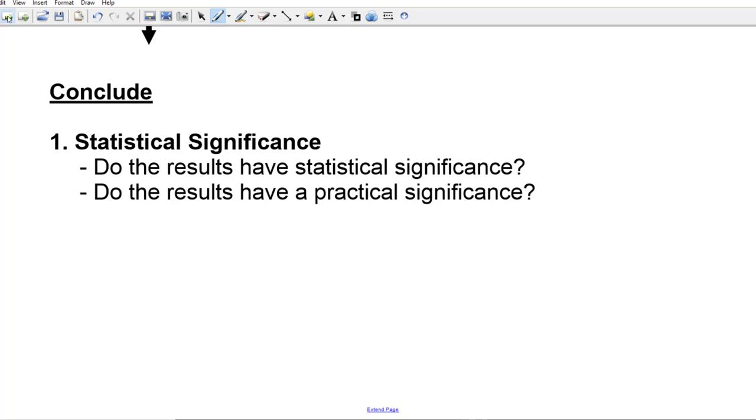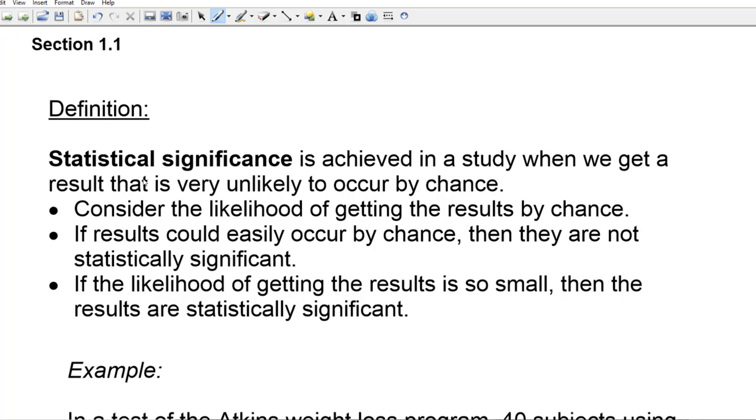So let's consider what statistical significance is. Statistical significance is achieved in a study when we get a result that is very unlikely to occur by chance. So consider the likelihood of getting the results by chance. If the results could easily occur by chance, then they are not statistically significant. If the likelihood of getting the results is so small, then the results are statistically significant.